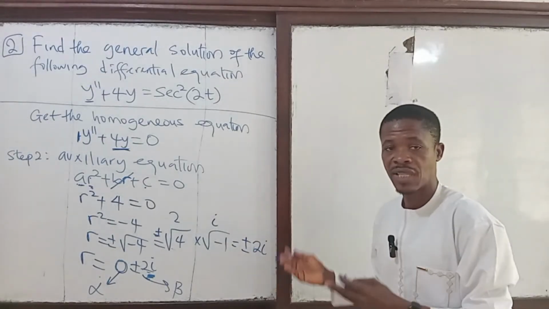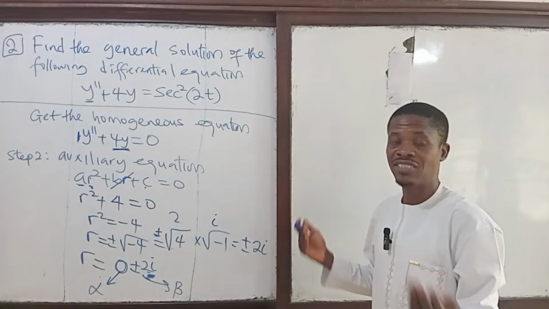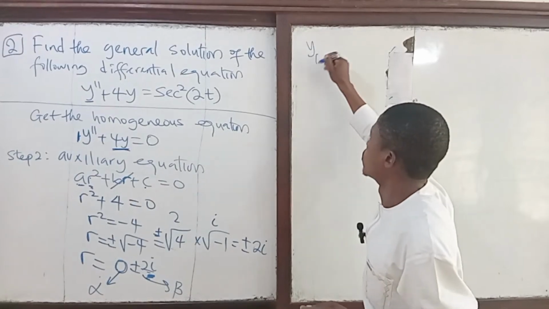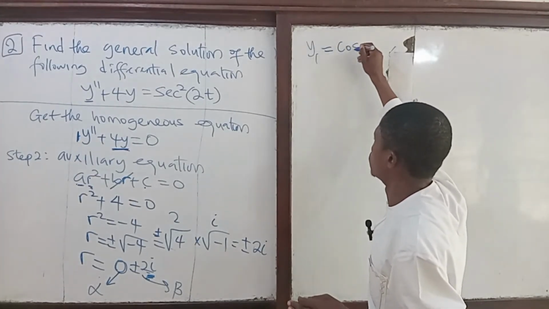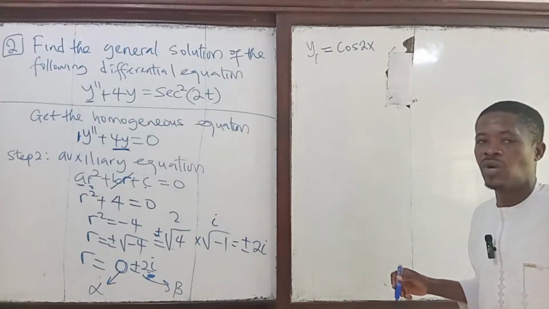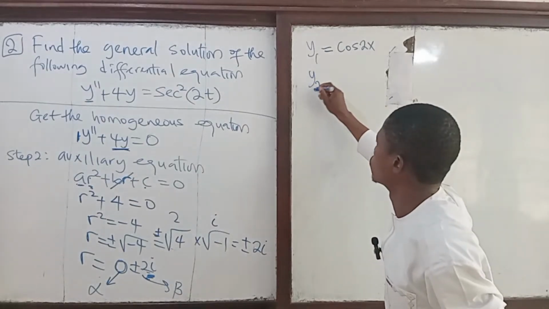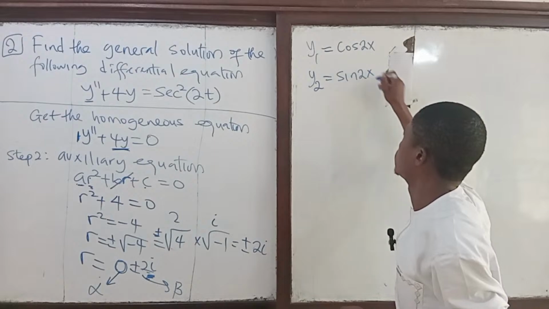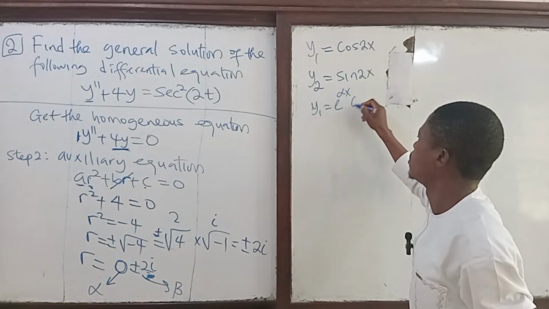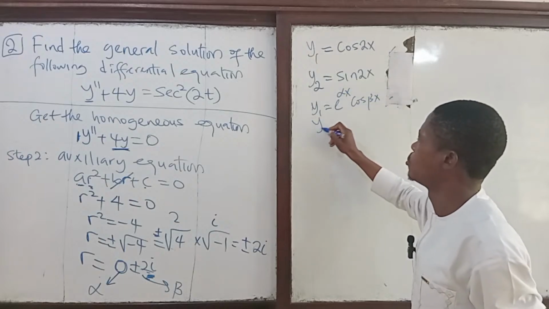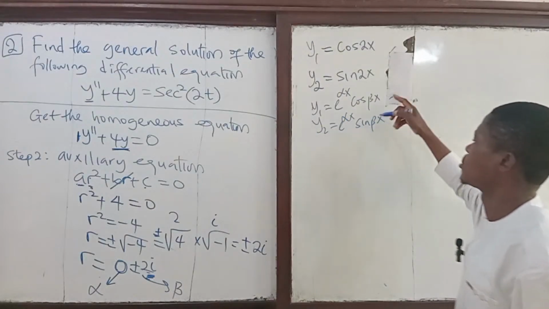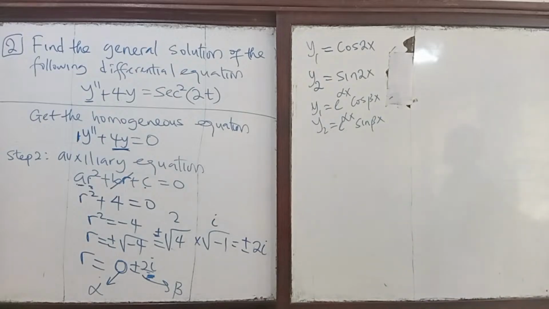So once you have two distinct complex roots and your real part is 0, the solution will be: y1 will be equal to cos 2x, because the exponential function to the power 0 is 1. Then y2 will be equal to sine 2x. The formula is y1 equals e to the power alpha x cos beta x, and for y2, e to the power alpha x sine beta x. So we've gotten y1 and we've gotten y2.